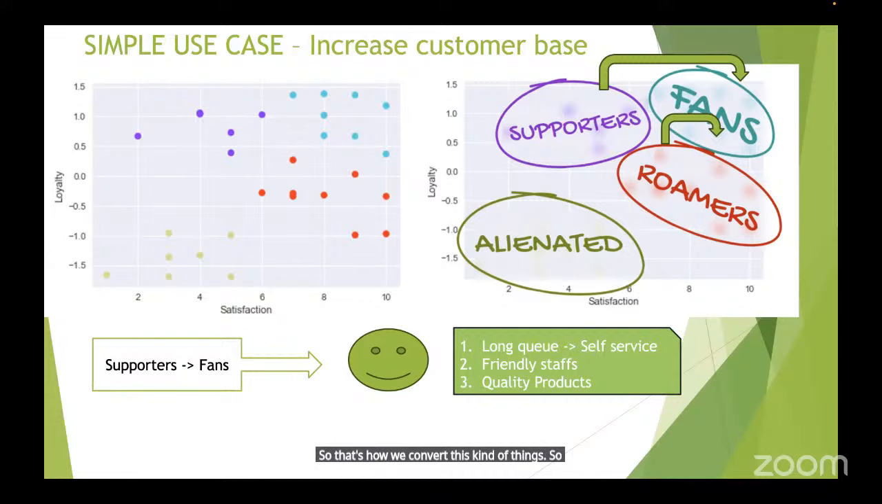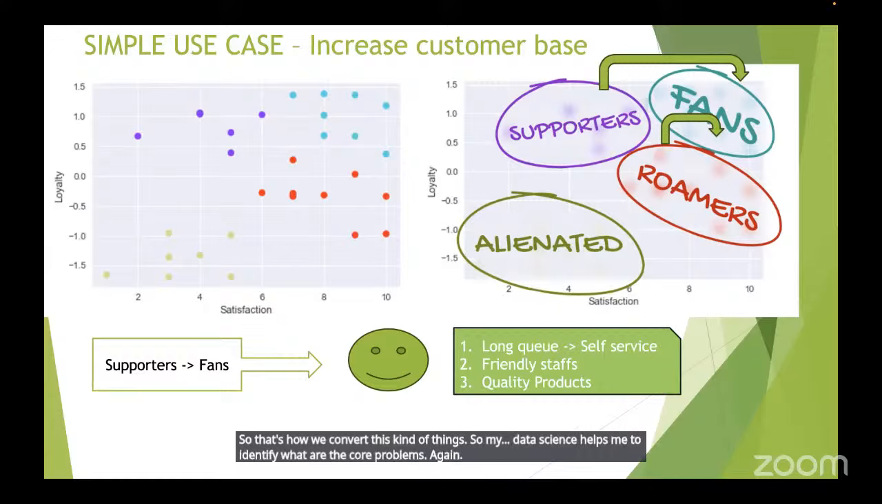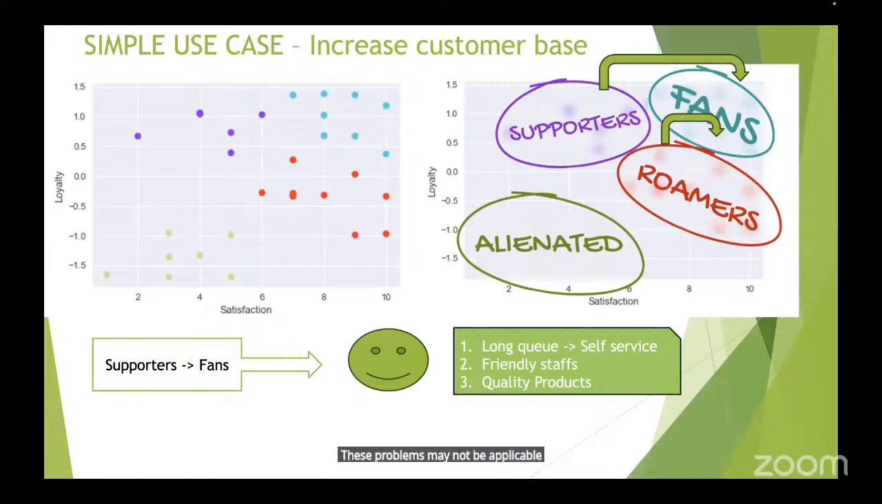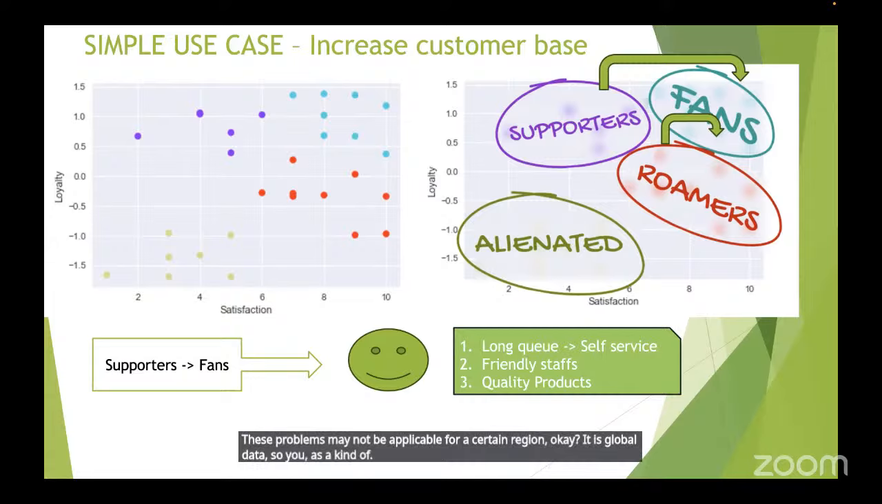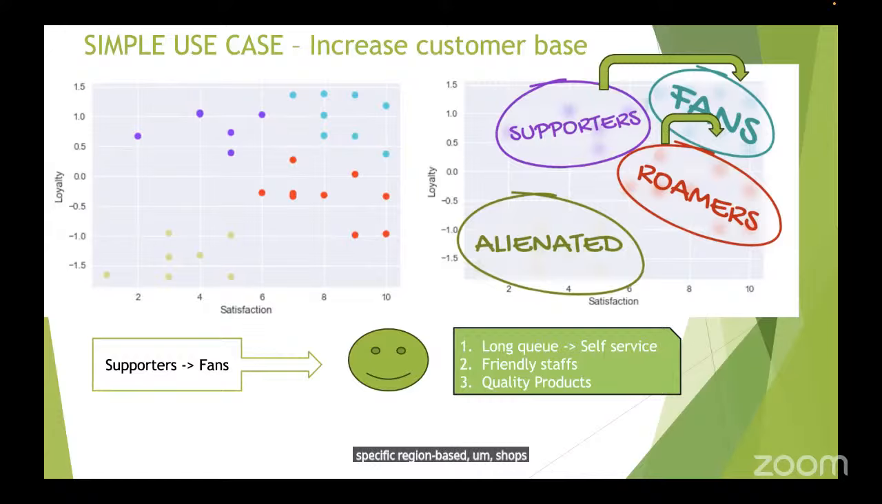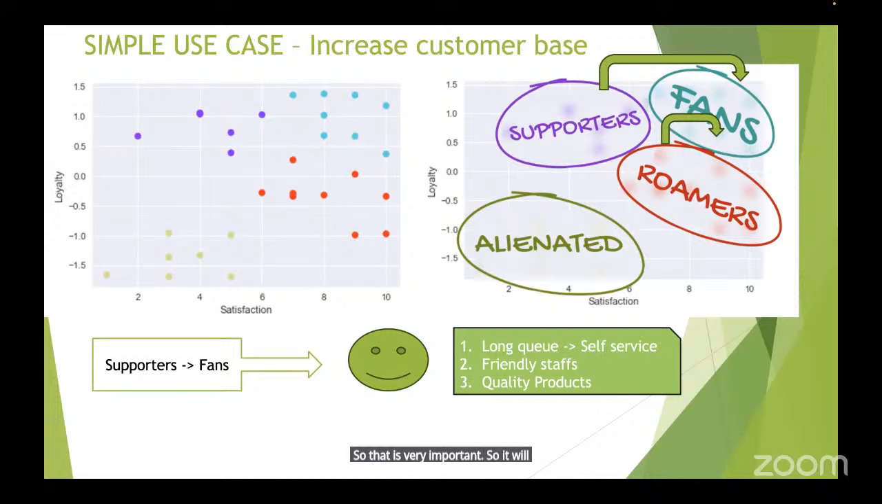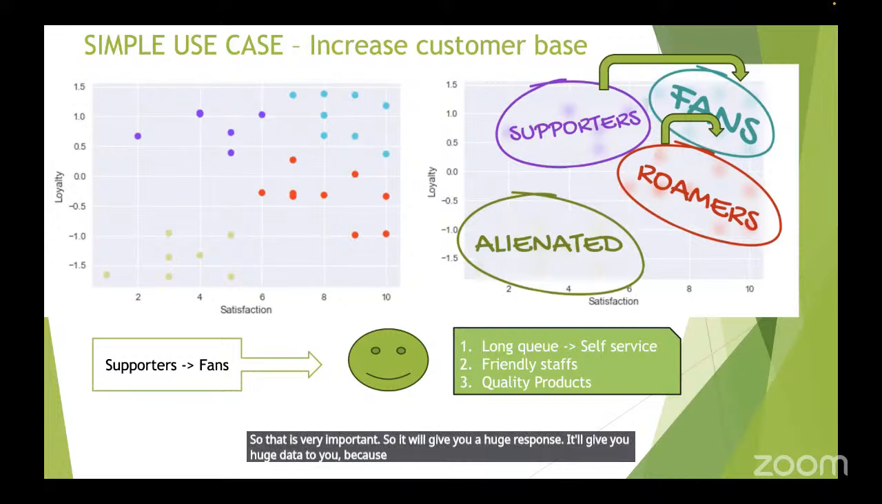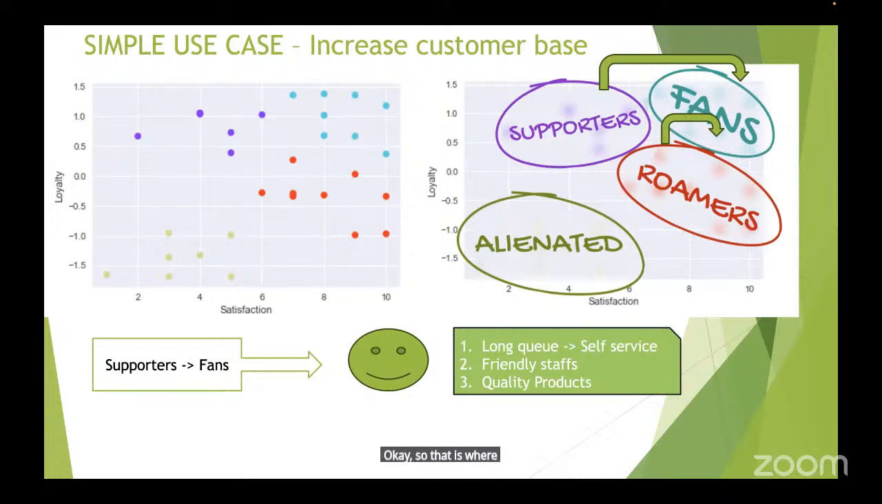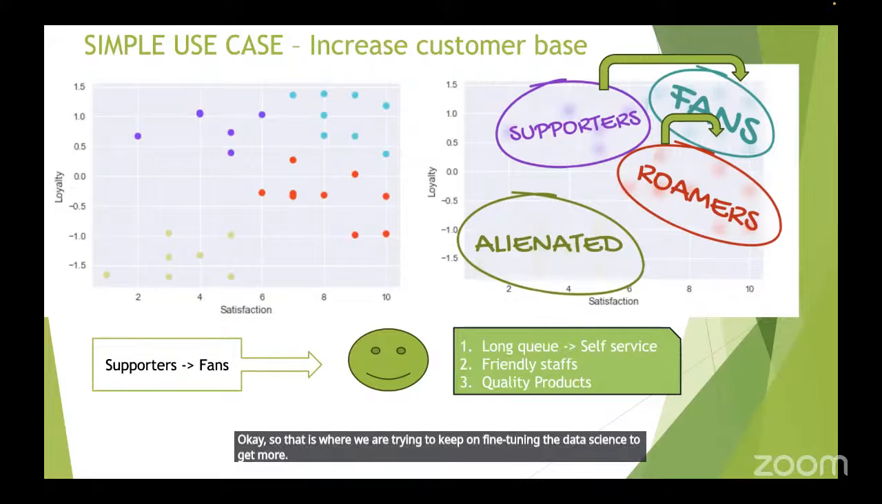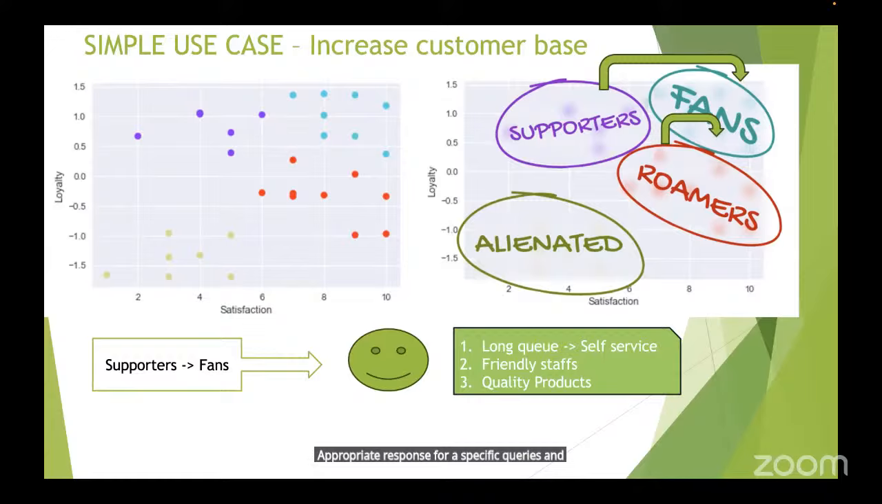So my data science helps me identify what the core problems are. Again, these problems may not be applicable to a certain region. It is global data, so region-specific shops or commerce people have to pick which ones are applicable to that particular region. That is very important. It will give you a huge amount of data because it's collected all over the globe. That is where we keep fine-tuning the data science to get more appropriate responses for specific queries and specific locations. That's the next set of generations.